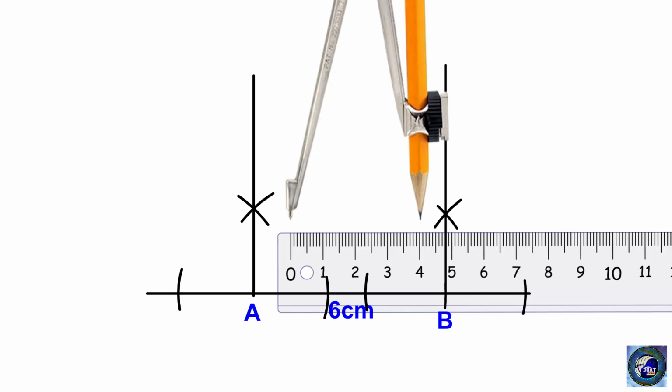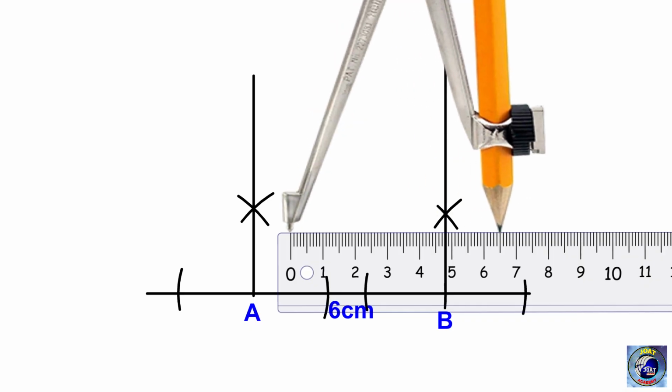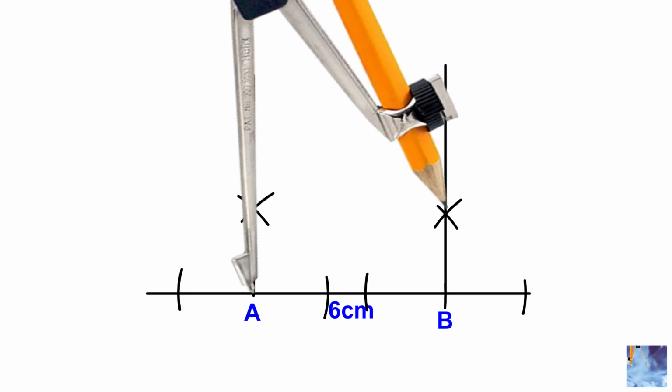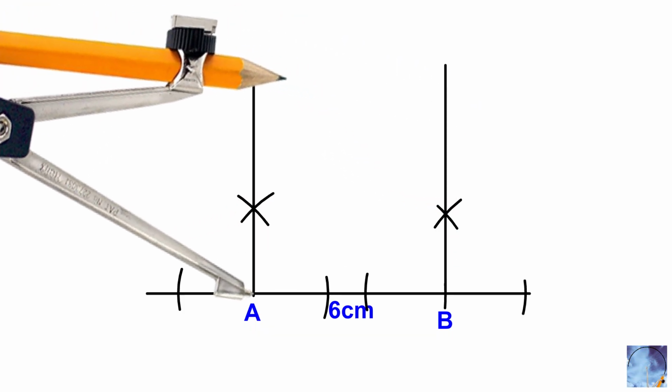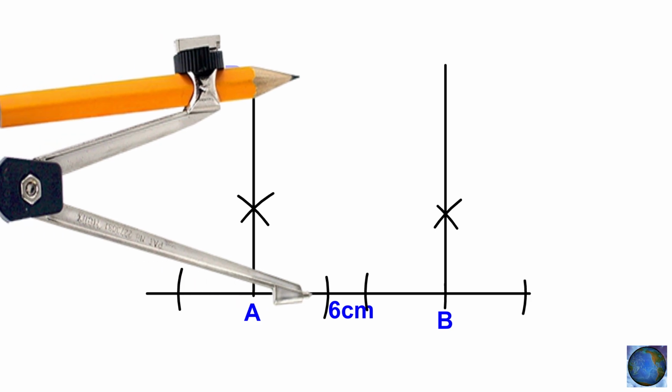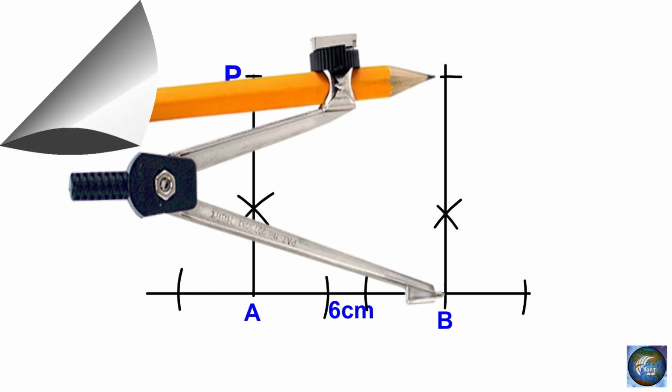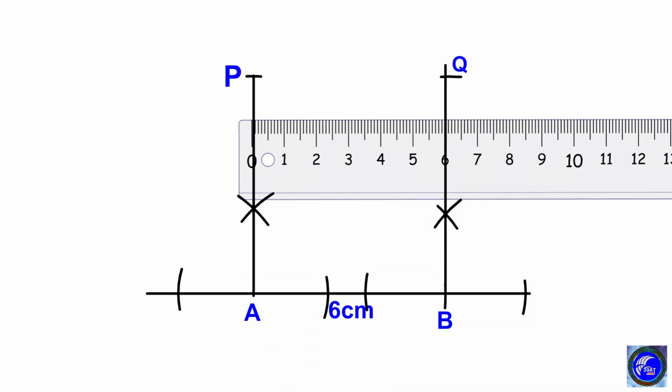Next, open your compass to 6.5 cm using your ruler. Place the compass at point A and draw an arc to cut the perpendicular line drawn at A. Without changing the compass width, place it at point B and draw another arc to cut the perpendicular line at B. Label the points of intersection as P and Q.